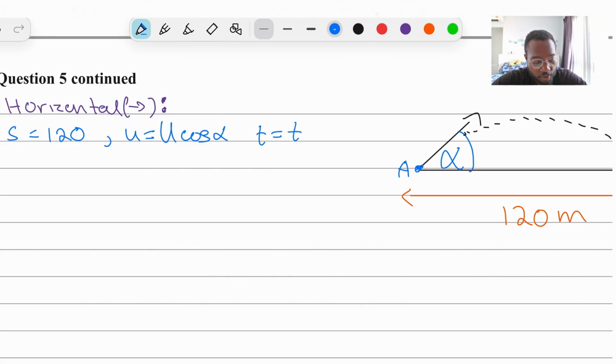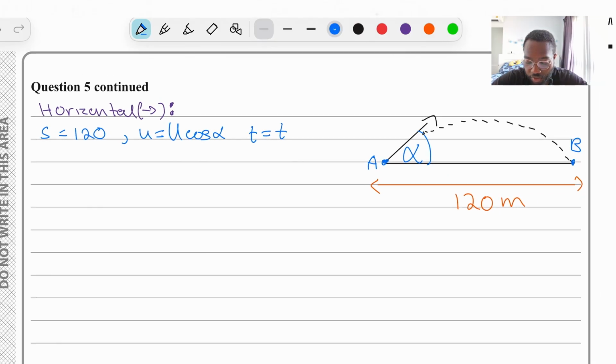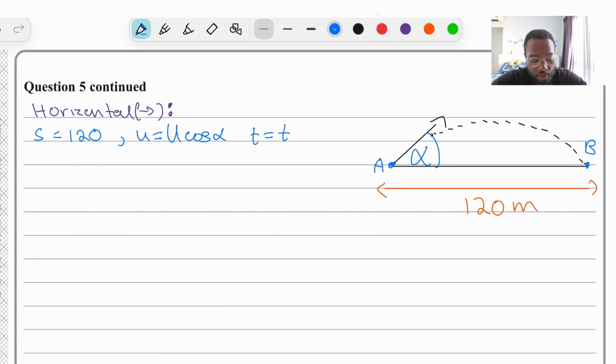Now, when we are solving these questions, we know that the time it takes to travel from A to B, the time it takes to hit the ground, the time we get in the horizontal component will be exactly the same time we get in the vertical component. So with these questions, you want to try and get an expression for T, because that T value should equal the same T value in the vertical component. So let's rearrange this equation. The normal suvat equation, if we have values like this, would be S is equal to UT plus a half AT squared.